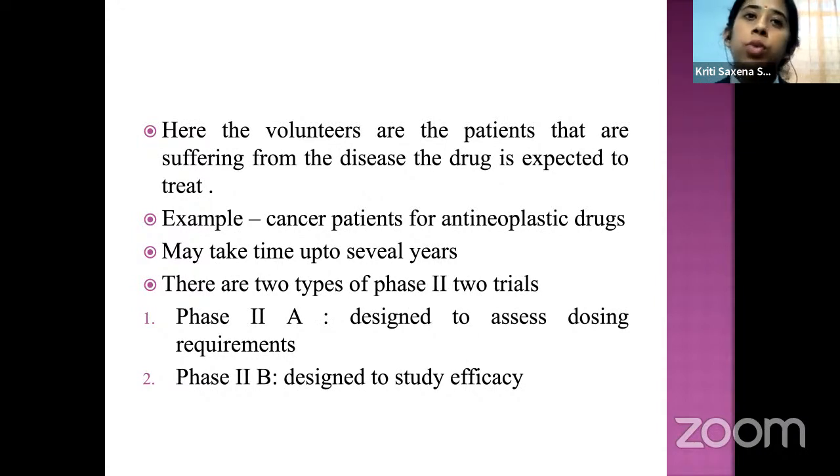Phase 2 trials are of two types, phase 2A and phase 2B. Phase 2A is more geared to deciding the dosage requirement, that is, how much dose is required to have the therapeutic effect. While phase 2B trials are designed to study the efficacy. Efficacy is determined by the minimum dose with maximum effect. Next.